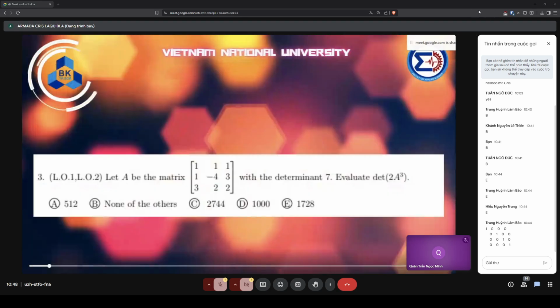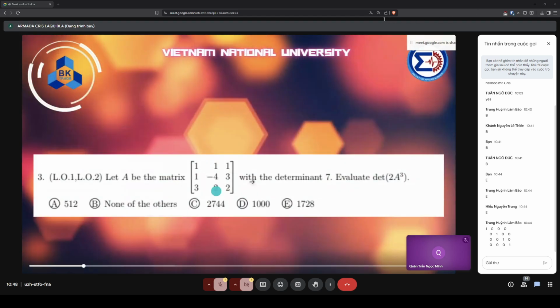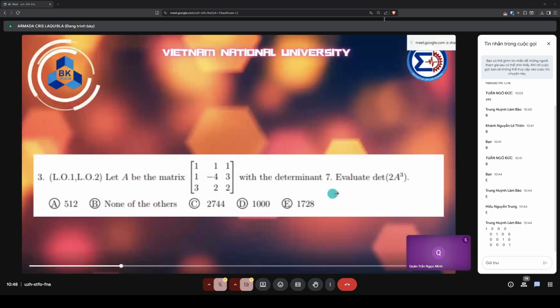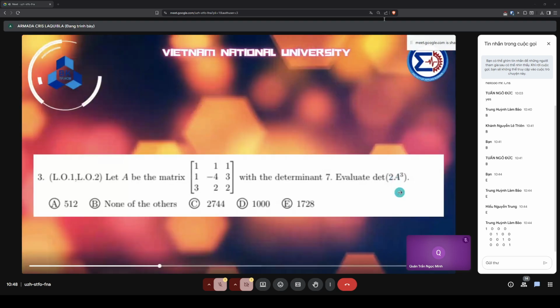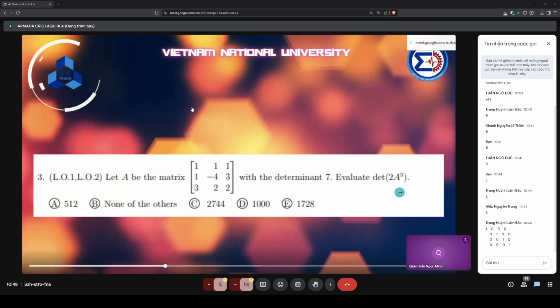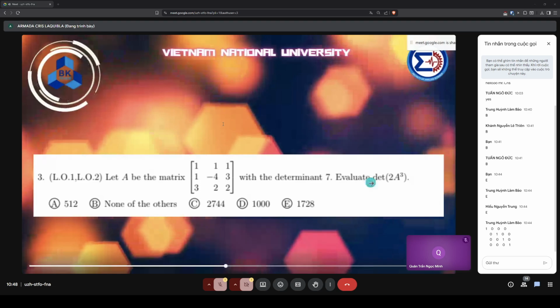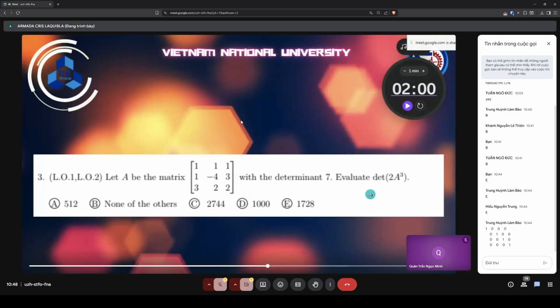Okay, this is very easy, class. If this is your matrix with determinant 7, which we already solved, determine the determinant of 2 times A cubed. Your timer starts now. 2 minutes is enough here. Or 1 minute. That's very easy.